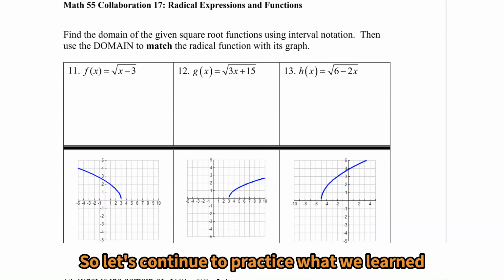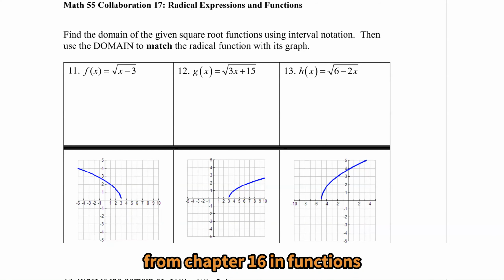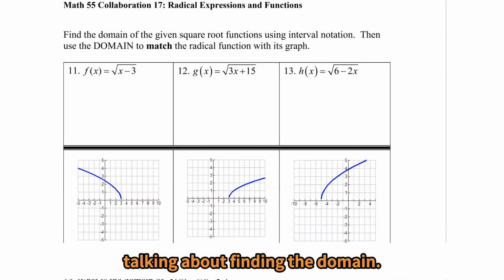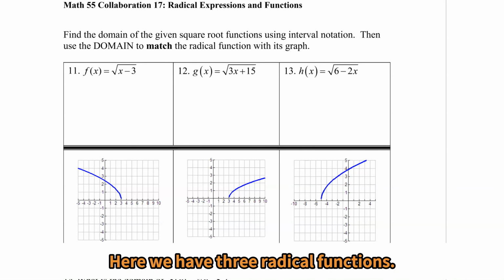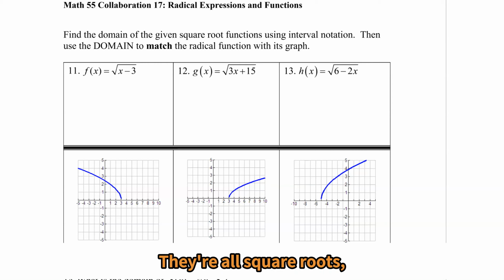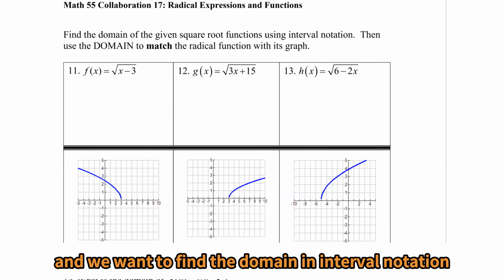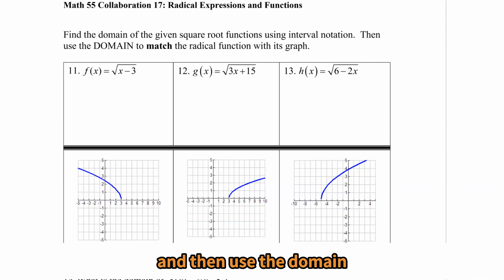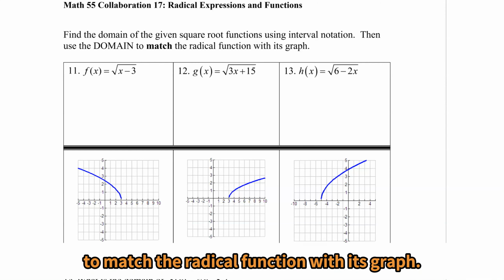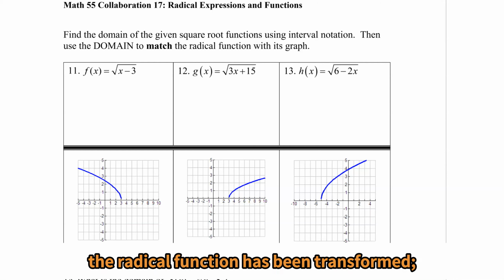So let's continue to practice what we learned from chapter 16 in functions, talking about finding the domain. Here we have three radical functions. They are all square roots, even root functions. And we want to find the domain in interval notation and then use the domain to match the radical function with its graph. In all of these cases, the radical function has been transformed.